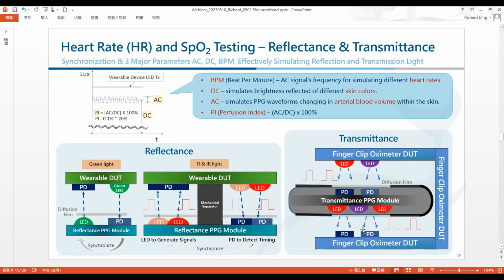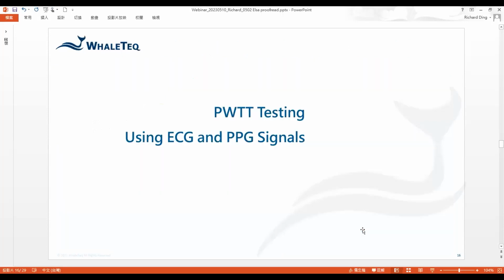Okay, so using this way, we can do some measurement function to simulate the skin reflected light or transmitted light. Okay, so this is for the heart rate and the SpO2 measurement idea here.